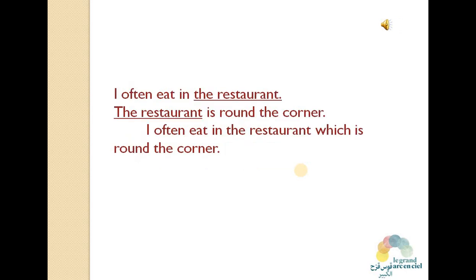Second example, I often eat in the restaurant. The restaurant is round the corner. Here again, in both clauses, we have the restaurant. So here we can also replace the restaurant with the relative pronoun which and have the following sentence. I often eat in the restaurant which is round the corner.